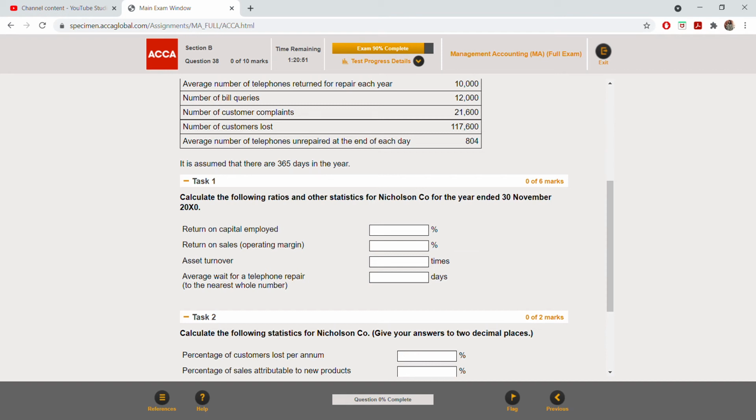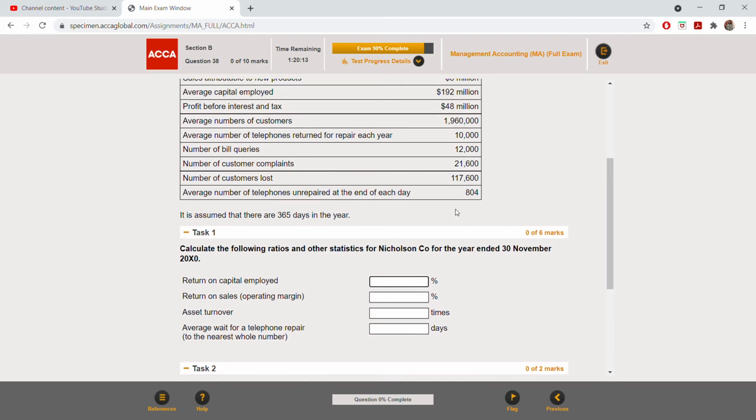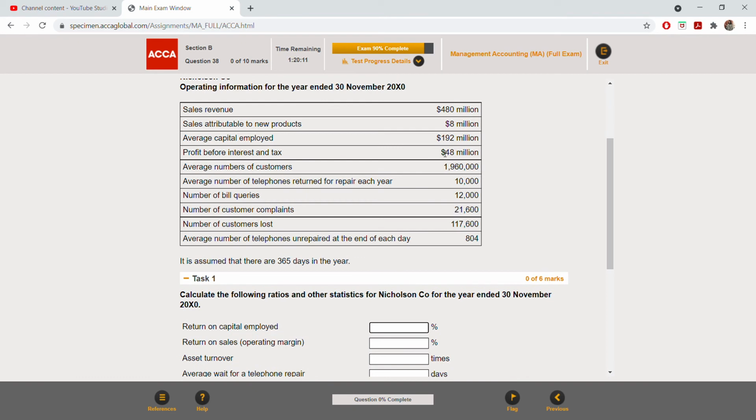So let us see what is the return on capital employed percentage. Okay, what is the formula? The formula is profit before... Let us go to the reference and check whether we have been given the formula or not. Definitely we are not given those formulas. Not all the formulas are there in the formula sheet. Some you have to memorize. In fact, many you have to memorize. So the formula is profit before interest and tax divided by capital employed. So what is your profit before interest and tax? It is 48 million divided by capital employed. Capital employed is 192. So 48 divided by 192 times 100, it will be 25%.